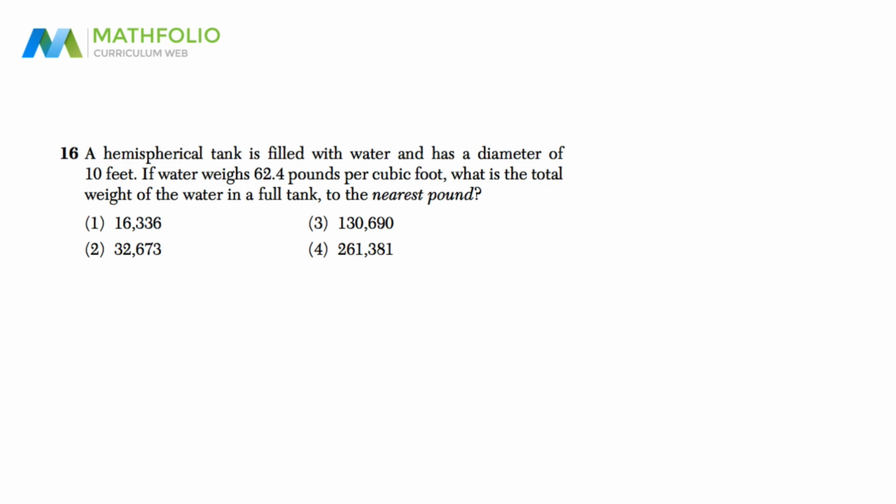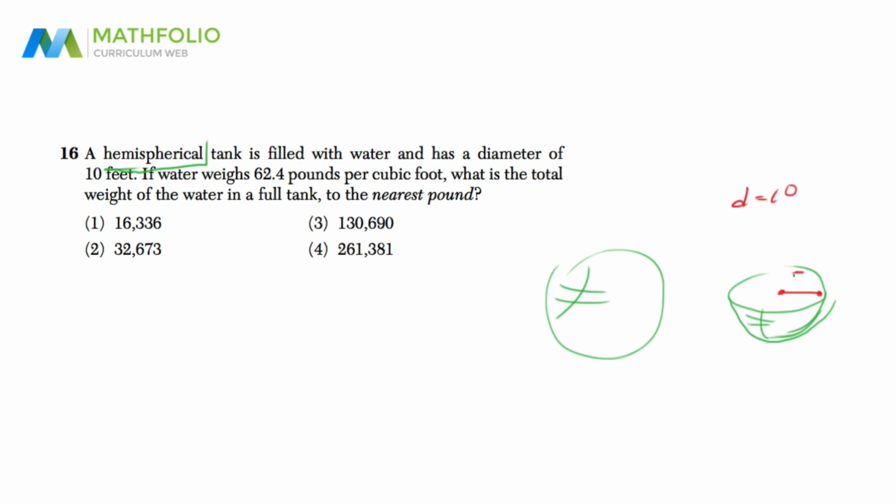Okay, 16 is next. Now in this problem, it says a hemispherical. So this word here means half a sphere. A sphere is like this, but a hemispherical is talking about cutting the shape in half, and you end up with a bowl type shape. Okay, so a hemispherical tank is filled with water and has a diameter of 10. So diameter of 10 is useful, but really I'm going to focus on radius. So that would be half of that. That'd be 5. So this is 5 feet.